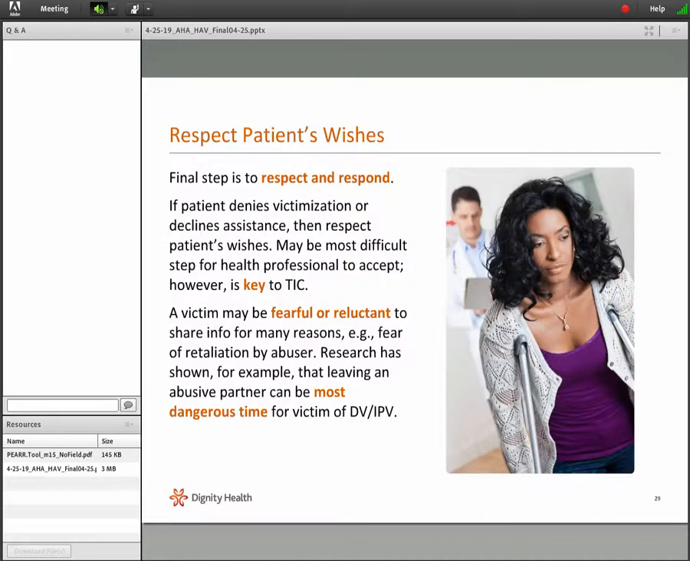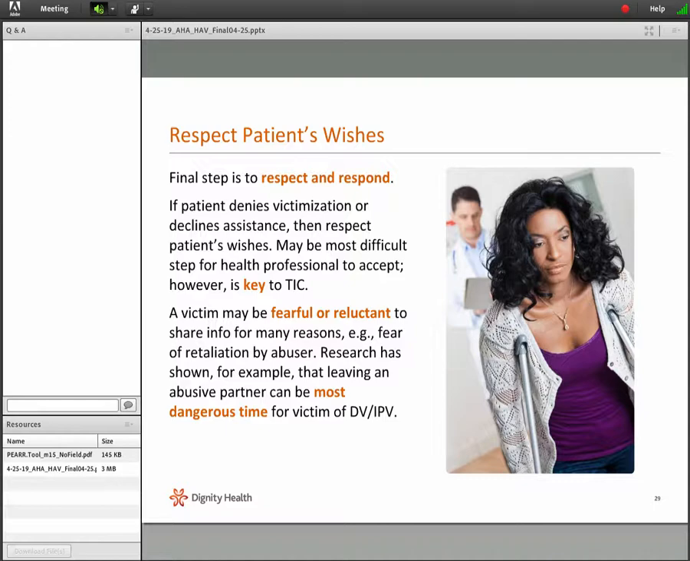And the final step is to respect and respond. And this can be the most difficult step. If the patient denies victimization or declines assistance, respect their decisions. This is key to a trauma-informed approach. Again, remember, it's about safety, trustworthiness, empowerment, voice, and choice.